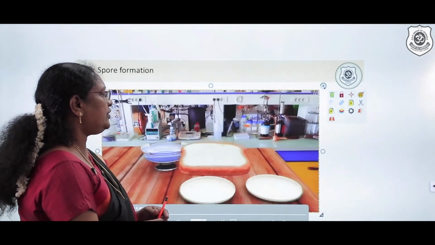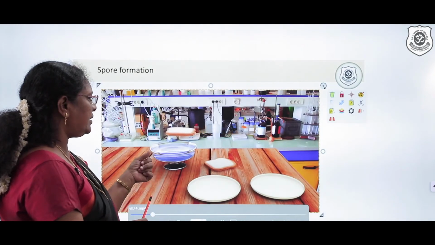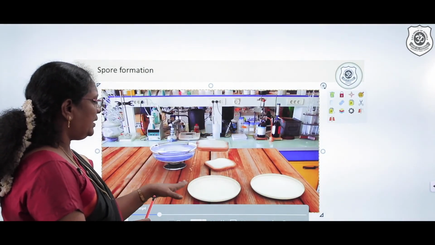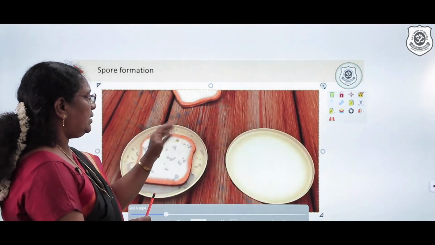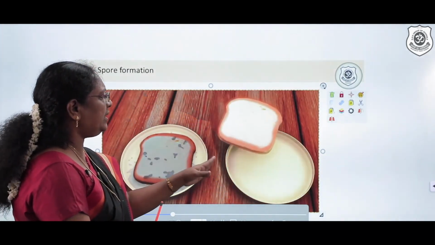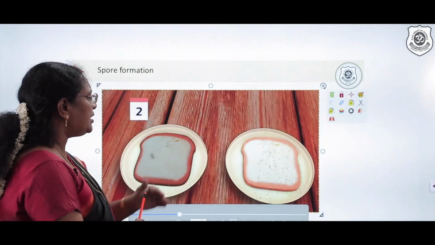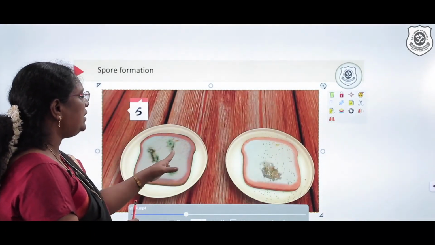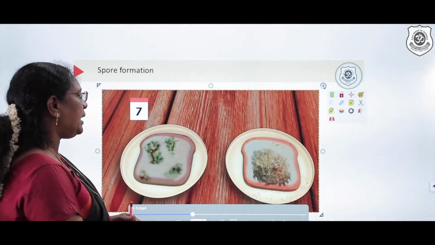We are just going to take 2 slices of bread. We pick up the first slice, slowly dip it in the water, which gives the moisture, and keep it on one plate. Then we take the next slice and keep it on the other. There will be some moisture content in that. From the air, spores fall onto it, and the fungus slowly starts developing. That is exactly what happens there.